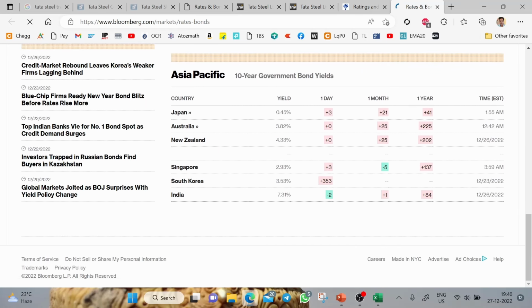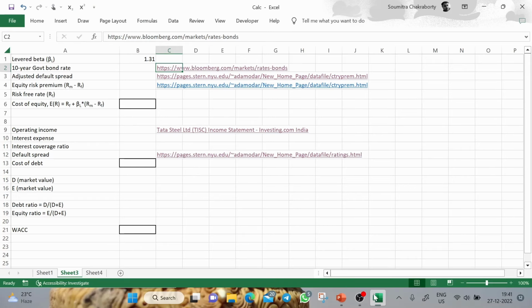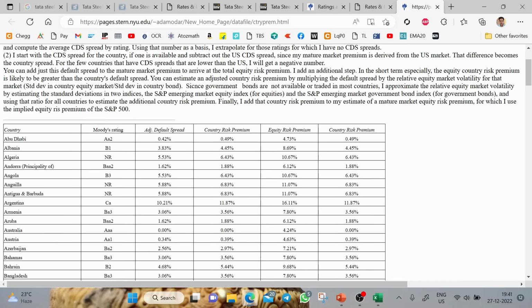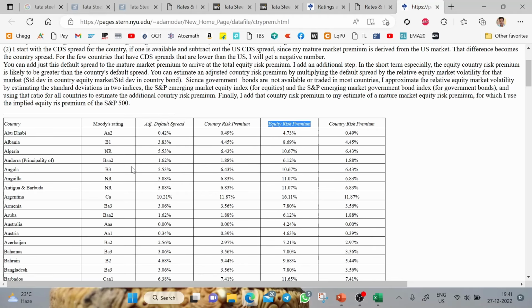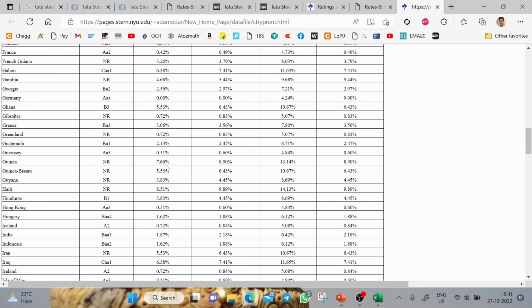So for India, it is 7.31%. So enter that, 7.31%. What is the adjusted default spread? In this website, you will find this is the adjusted default spread, and also we need to note the equity risk premium. These two, remember, second column and fourth column for India.